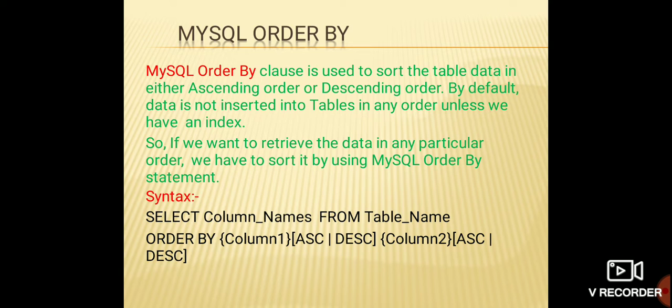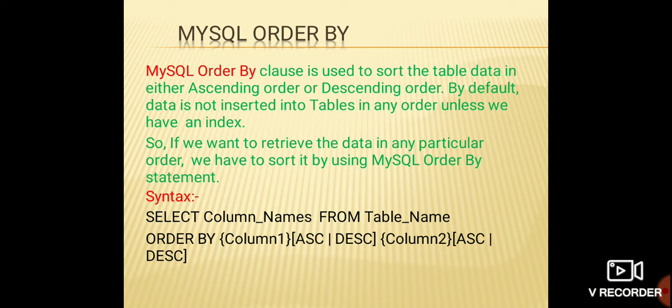Order by: according to what you want to order, that column name you will write there. If you want the column displayed in ascending order, then you will write ASC. If you want to display it in descending order, then you will write DESC. Next is column 2. If you want to give one or two parameters according to which the order by clause should be applied, you will write the second column also.